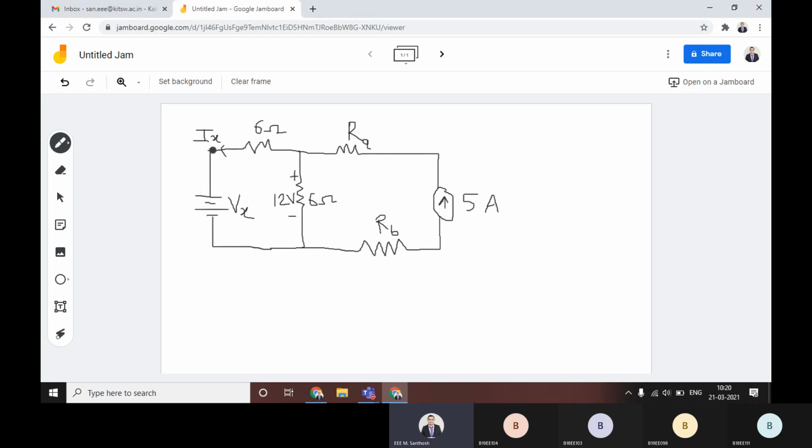If you understand whatever we discussed in the previous class, it is a bit easier one. This is looking like a complicated one, but it's very easy to solve.